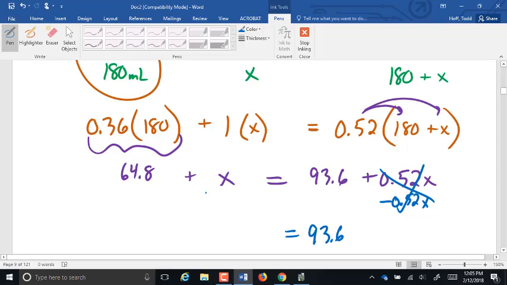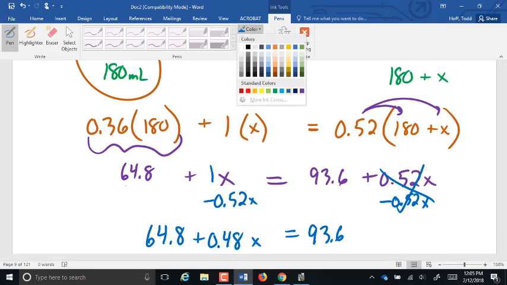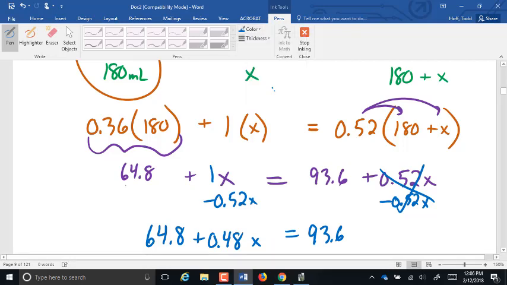We have to subtract 0.52x from the left side. We're going to subtract that from the x. Remember, we'll think of that as just a 1x. So our 64.8 is unchanged. 1 minus 0.52 is 0.48x. Now we've combined, we have the variable on one side. Now we can proceed to solve.